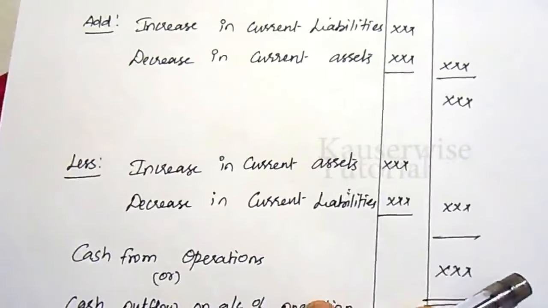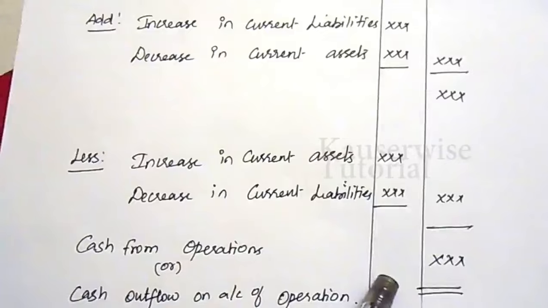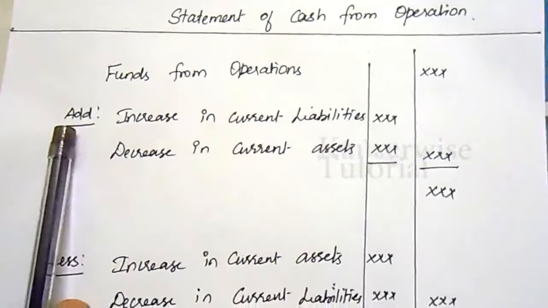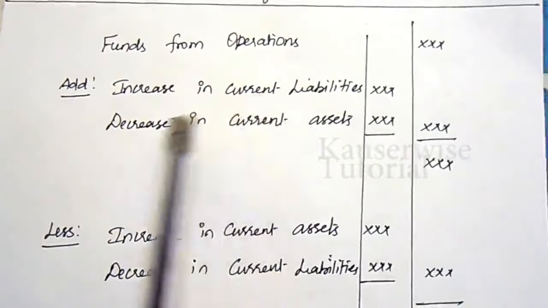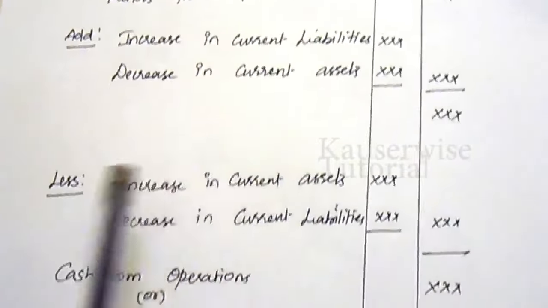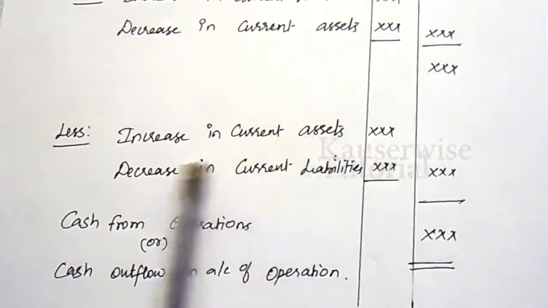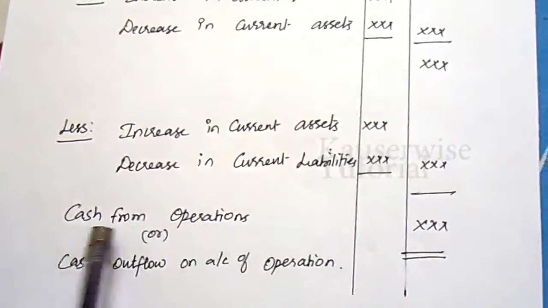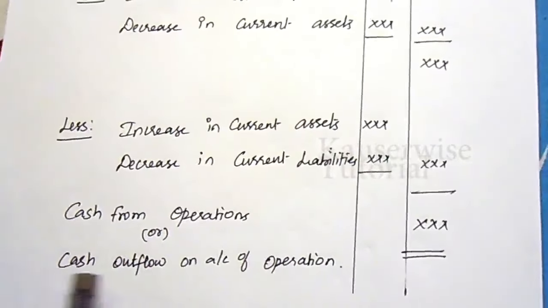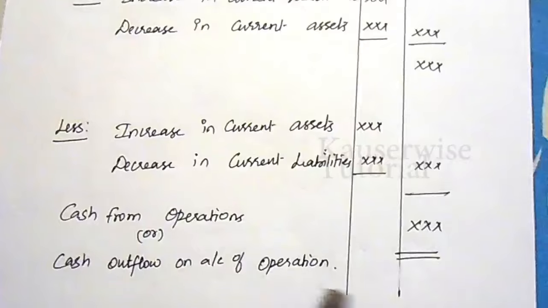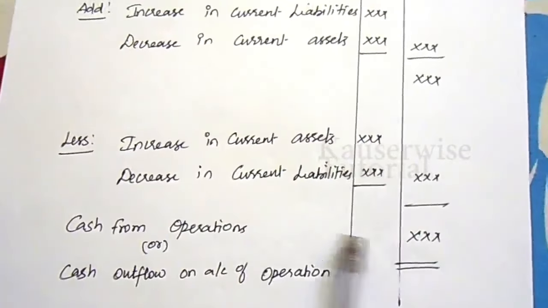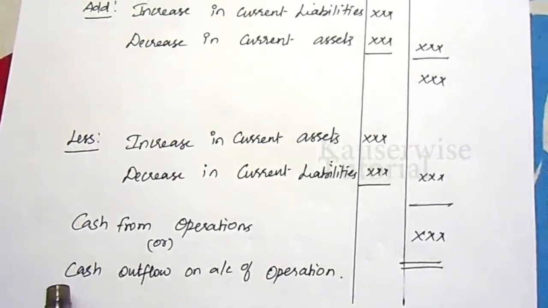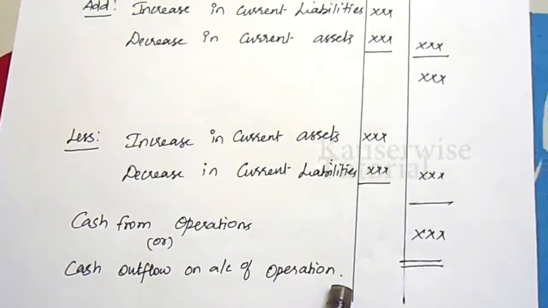So this is a simple format to find out the cash from operation. First you need to find fund from operation, then add increase in current liability and decrease in current asset, and less increase in current asset and decrease in current liability. The final answer will be either cash from operation or cash outflow on account of operation. If the value is a positive value, it will be cash from operation. If it is a negative value, it will be called cash outflow on account of operation.